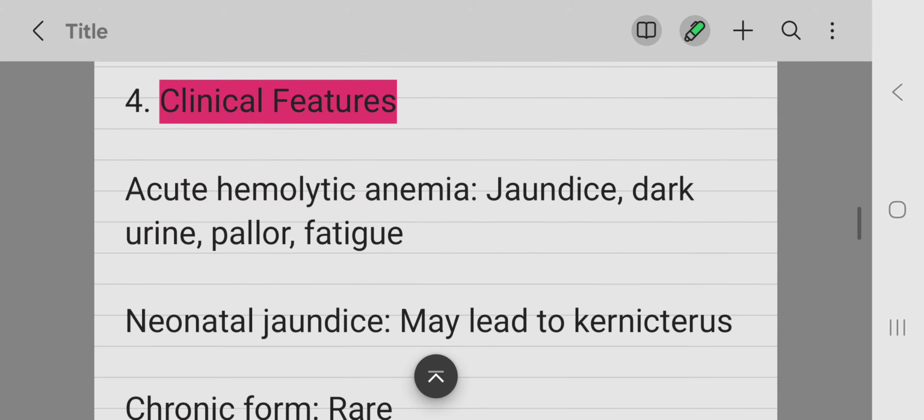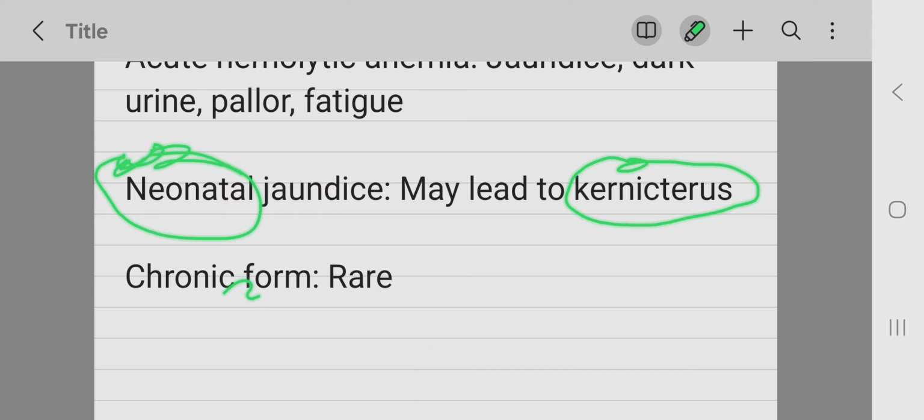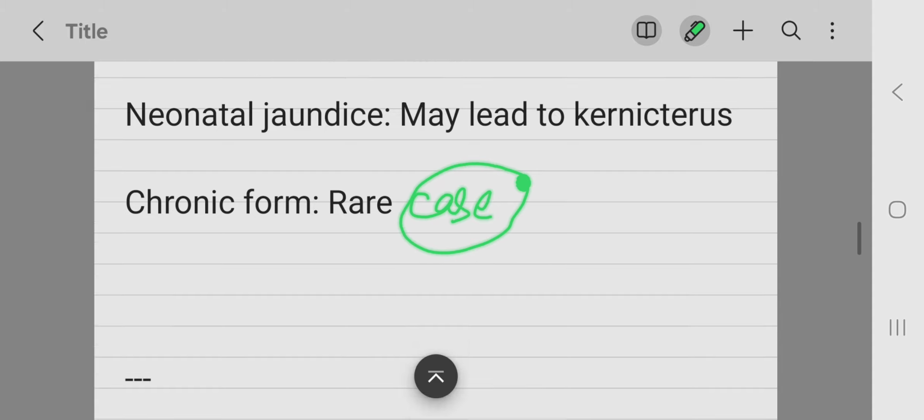Now how does the patient present to you? These patients present with acute hemolytic anemia, and the features of acute hemolytic anemia are jaundice due to increased indirect bilirubin, dark colored urine due to hemoglobinuria, pallor and fatigue. Also, there may be neonatal jaundice in the newborn leading to kernicterus. Chronic hemolysis is rare, because hemolysis occurs episodically and acutely and then resolves.